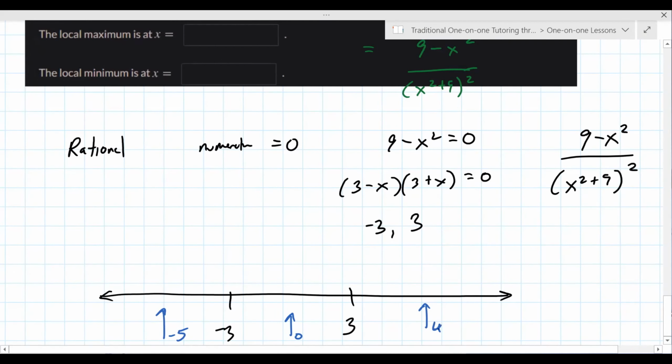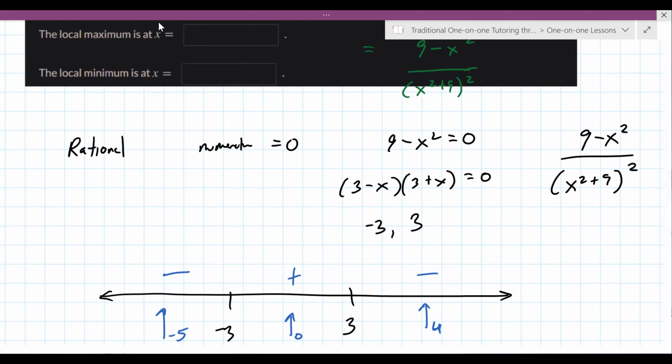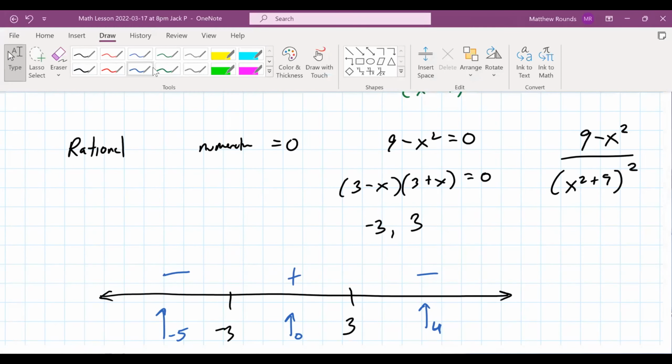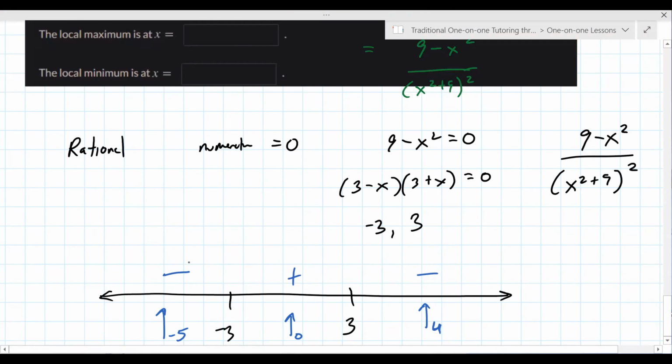So when you put 4 in, 9 minus 4 squared is negative. When you put 0 in, you get 9, which is positive. You put -5 in, you get 9 minus 25, which is negative. So you have to realize what these signs actually mean. It literally means that the function is decreasing and then increasing. So that's a min, because it's coming down and then up.